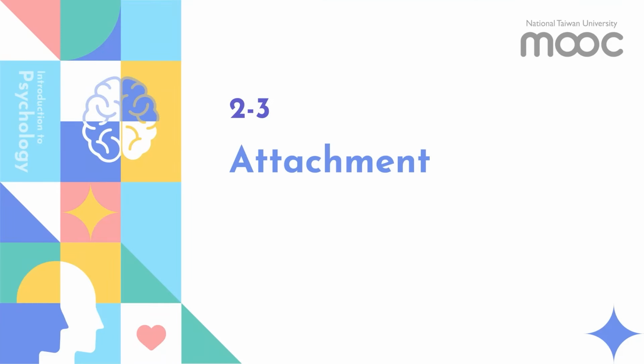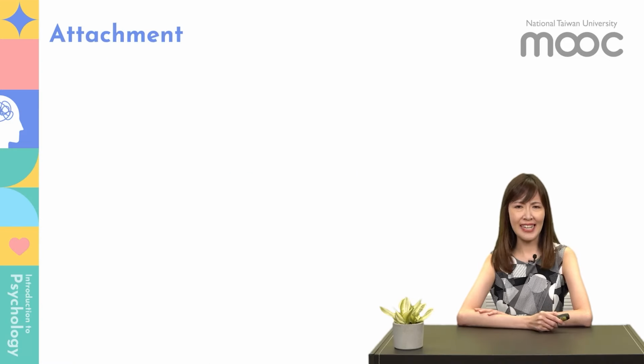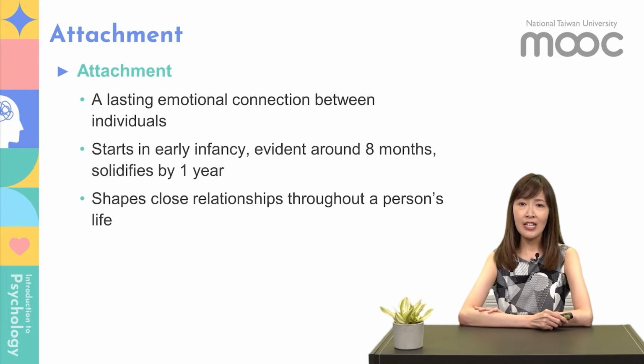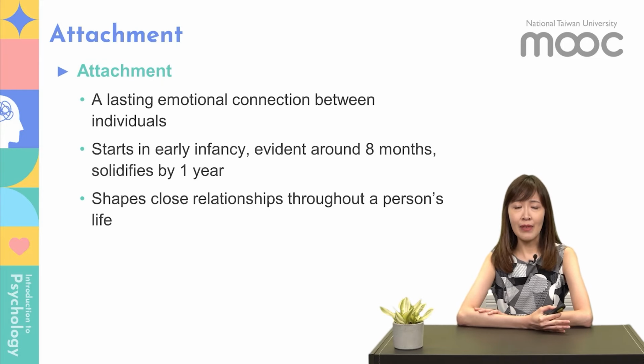Now we're going to look at another important topic, which is attachment. What is attachment? Attachment refers to the emotional bond that we have with other individuals. And in this chapter, we focus on the emotional bond, or we say the connection, between the caregivers and the babies. So it is evident around 8 months and it solidifies around 1 year old.